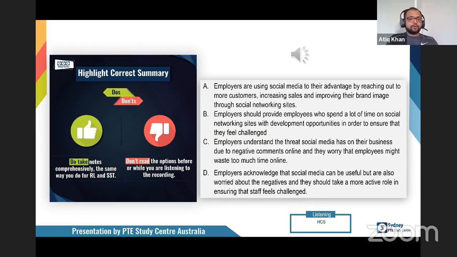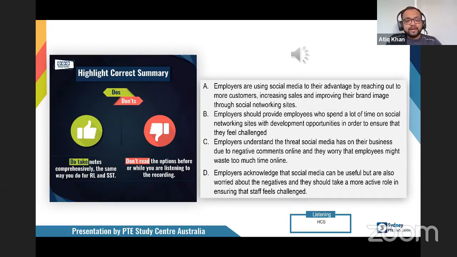Now, I'll tell you what the problem is. The problem is that there will be a few options, maybe 1 or 2 options, which will have words almost similar or maybe exactly as what the speaker is saying. And the students would be tempted to select those options. However, what we must also understand is what's the purpose of this task. So this is a highlight correct summary question, whereby we need to identify the correct summary or one of the options which summarizes the entire recording.